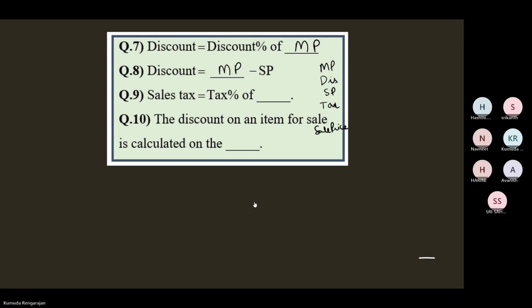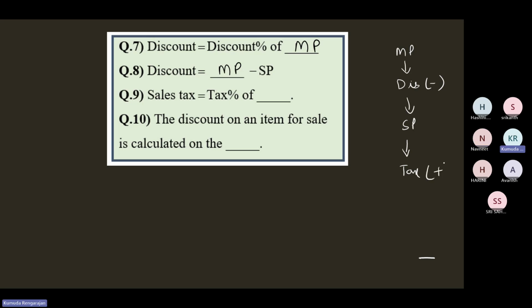SP. Yeah. Selling price. That is the price which is arrived after giving the discount. Marked price. Discount is applied. Selling price. On this, the tax is calculated. Here, this discount is subtracted. MP minus discount is SP. SP plus tax is the sale price. This is the flow chart.